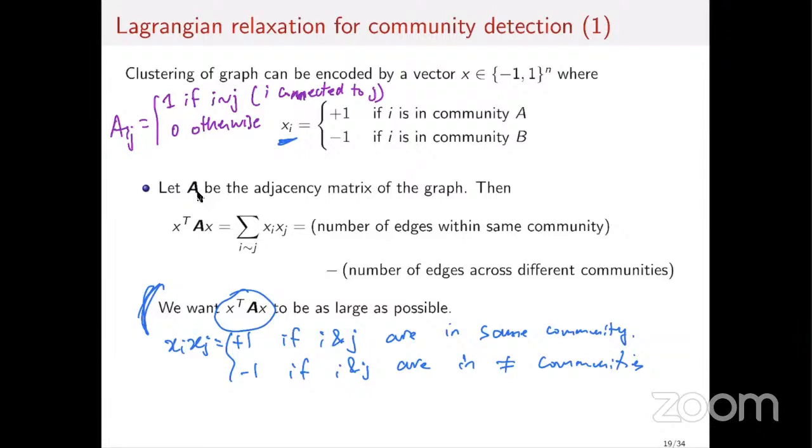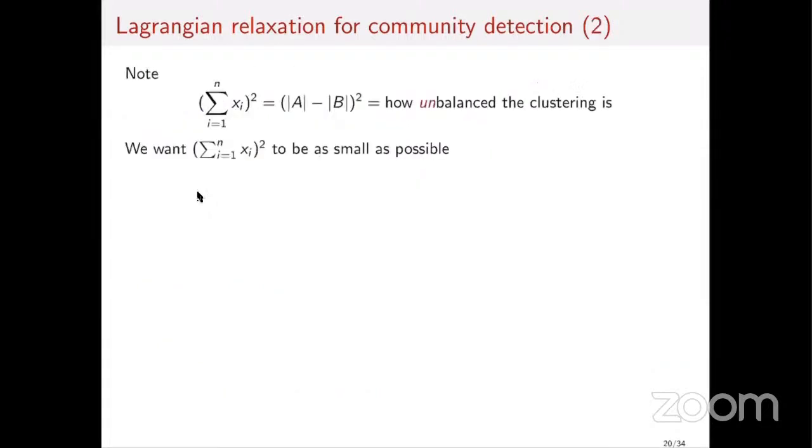What about the second one, that I want the cardinality of community A and community B to be roughly of the same size? Again, I can express this in terms of the vector X. Note that if I sum just the elements Xi, I get a plus one whenever I'm in community A, a minus one whenever I'm in community B. So this is nothing but the cardinality of A minus the cardinality of B. So the sum of Xi squared is a measure of how unbalanced the clustering is.